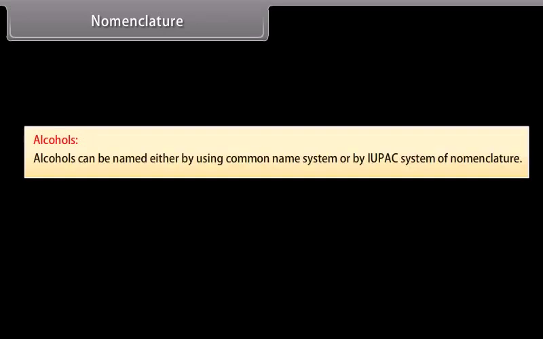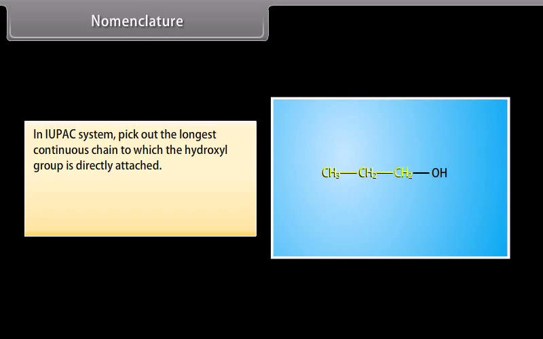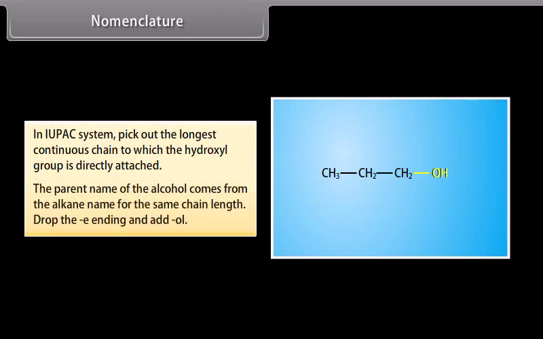Nomenclature. Alcohols. Alcohols can be named either by using the common name system or by the IUPAC system of nomenclature. In the common name system, alcohol is named by listing the alkyl group and adding the word alcohol. In the IUPAC system, pick out the longest continuous chain to which the hydroxyl group is directly attached. The parent name of the alcohol comes from the alkane name for the same chain length. Drop the E ending and add OL.